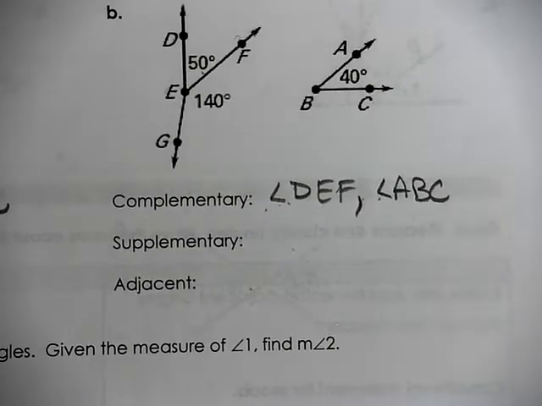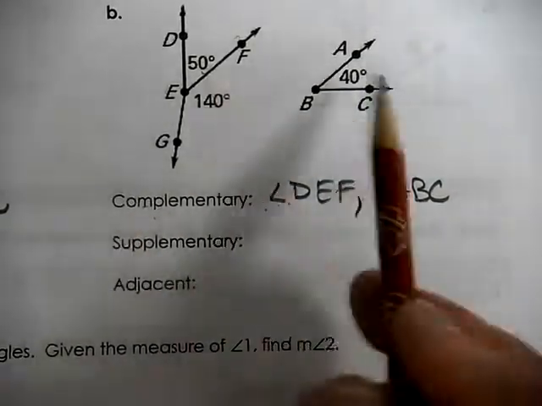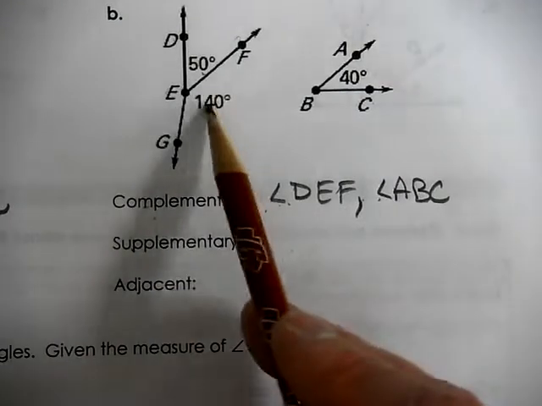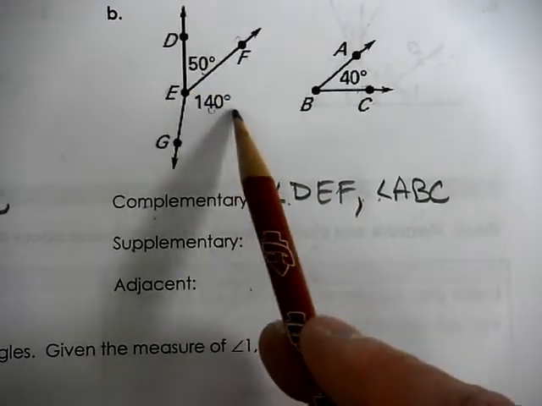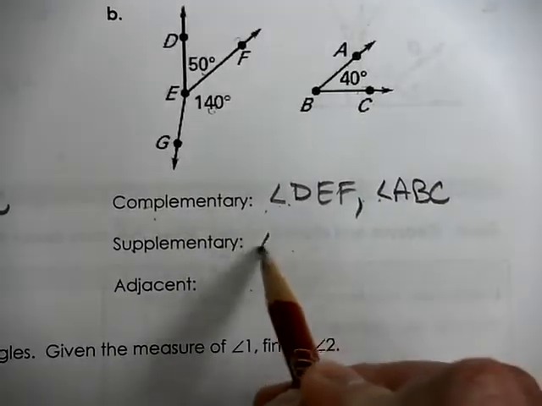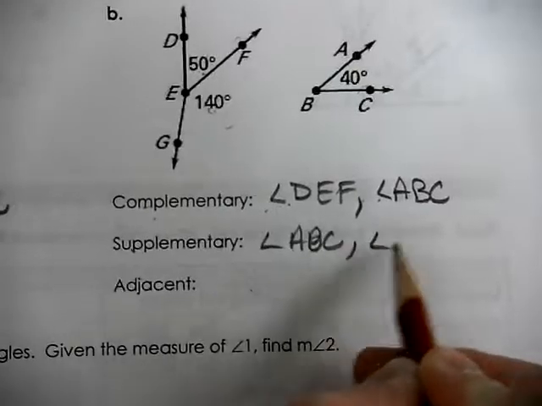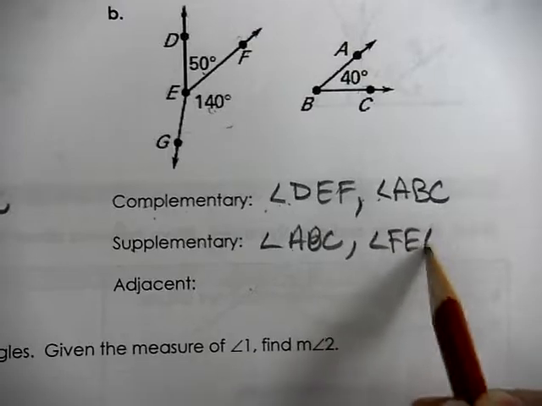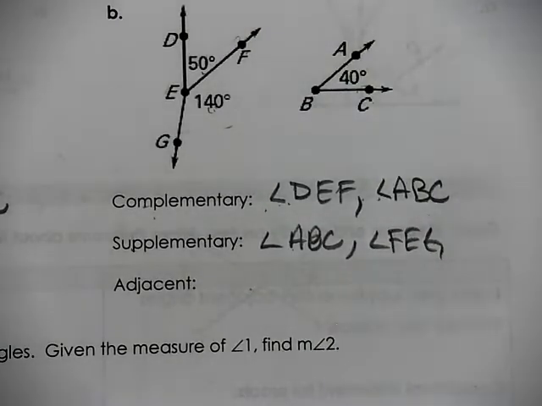Complementary angles add up to 90. Supplementary are two angles that add up to 180. So 180 is going to be our 40 and our 140. Remember, they don't have to be side by side. So angle ABC and angle FEG, those two angles are supplementary. They add up to 180 degrees.